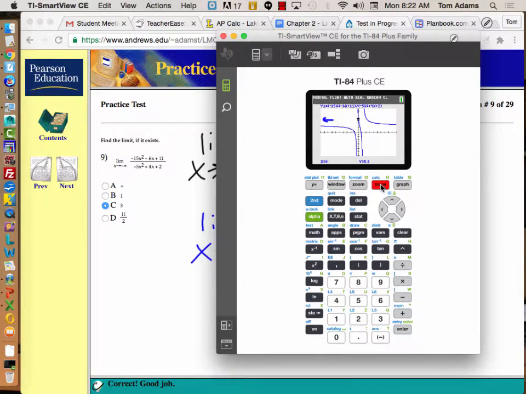So now I'm going to hit trace. Watch this. Here's the number we got to look at. 2.2, 2.5, okay? And you say, Mr. Adams, well, let's plug in a really negative number. All right. Let's start at like negative 10,000. Okay? Look at the table of values. What does that look like it's doing? 2.999. Yeah, 2.999.